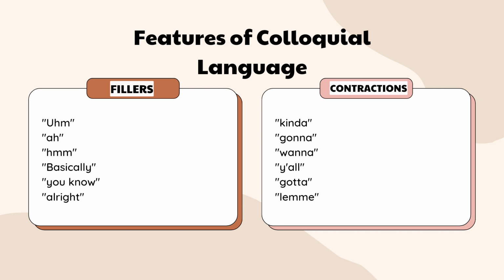So we have two features here in colloquial language, the fillers and contractions. First, in fillers, we have some examples here. The, basically, alright. So these fillers are some of the examples of the features of colloquial language. Next is contractions. Here are some examples of contractions. Kinda, gonna, wanna, y'all, gotta, lemme. So these are examples that we can find in the features of colloquial language.